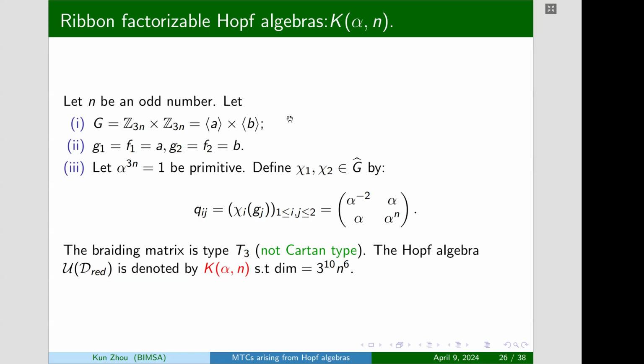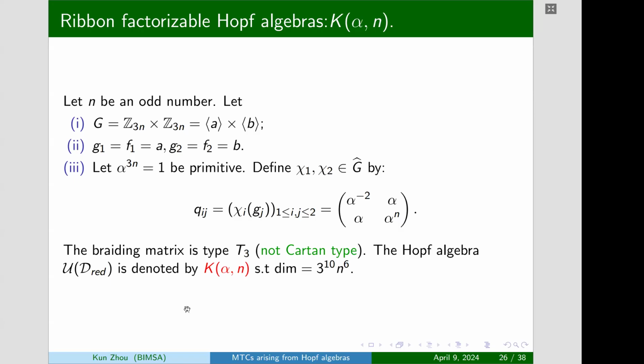Let n be an odd number, and define G and D reduced as follows. G equals Z_{3n} plus Z_{3n}, and its generators are a and b. Then G_1 equals ⟨a⟩, G_2 equals ⟨b⟩, and let α be a 3n-th primitive root of unity. Define χ1, χ2 by the following braiding matrix. The first row is α^{-2} and α. The second row is α and α^s. Then the Hopf algebra determined by the above data G and D reduced is denoted by K_α^n.